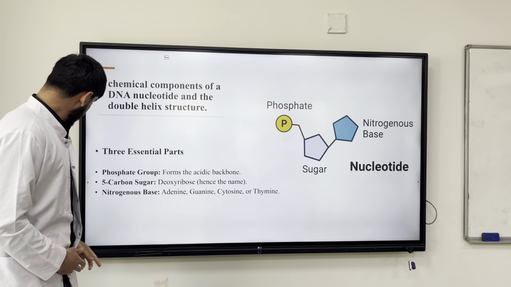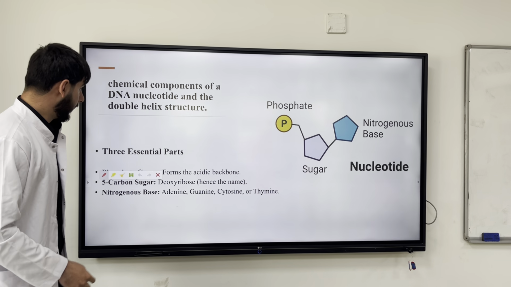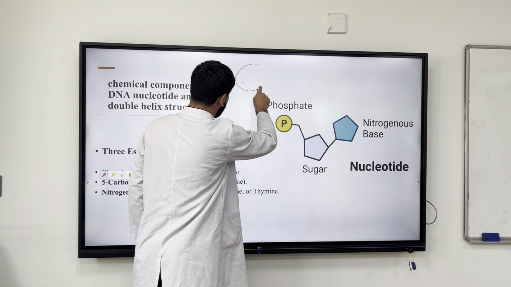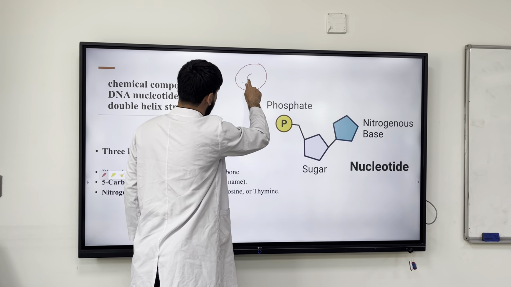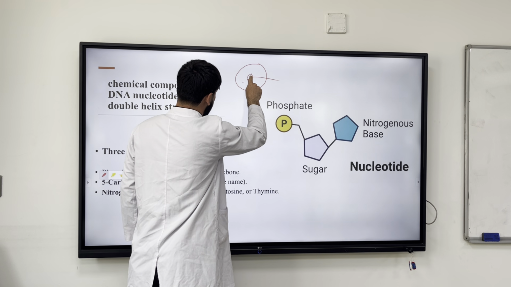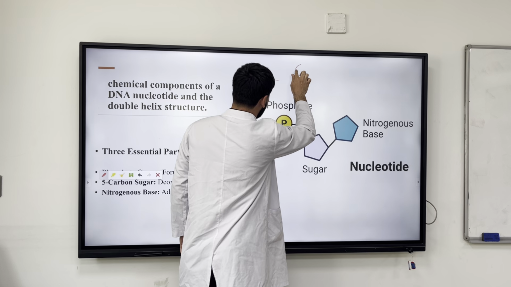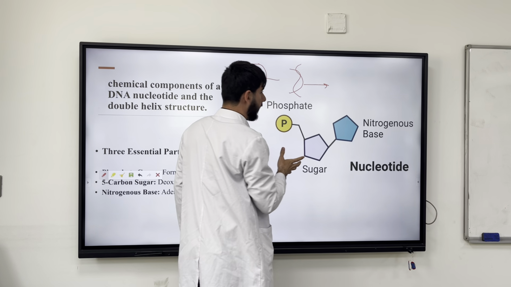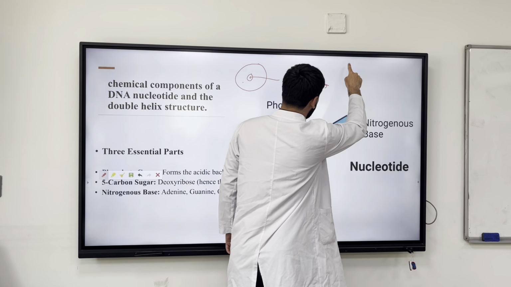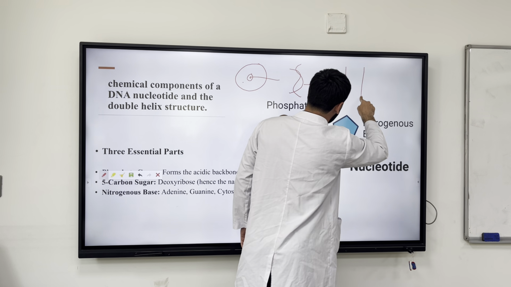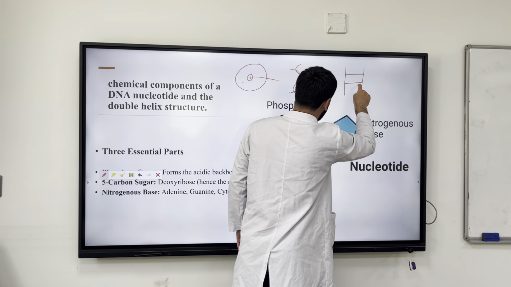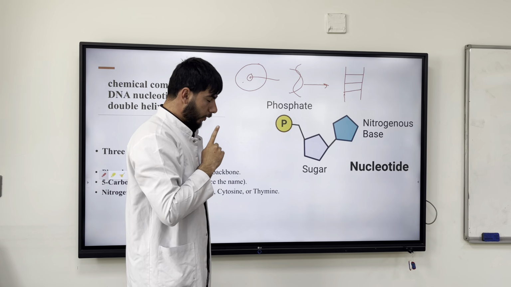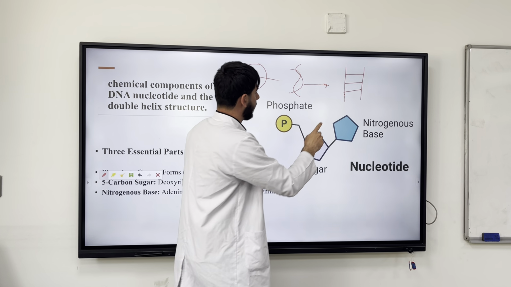Now we talk about nucleotides. You know we have a cell. Inside the cell we have a nucleus. Inside this nucleus we have DNA. DNA is like a twisting ladder. It's like a ladder, and we take half of the DNA. We take this part.